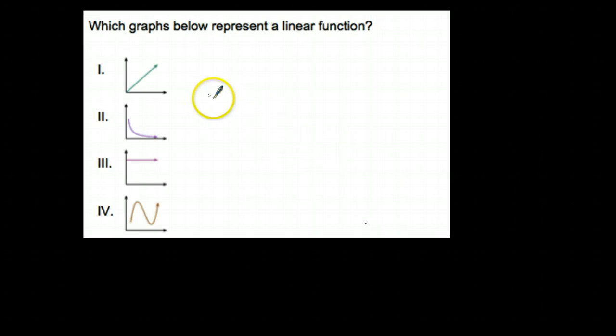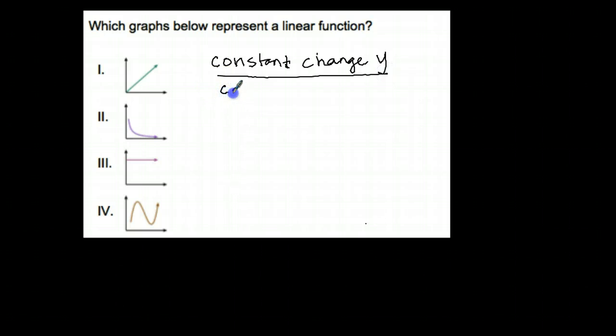Lastly, it's asking which graph represents a linear function. So a linear function is one that has a constant change of y with a constant change of x. Now they don't need to be the same, so I'm going to spell that. Constant meaning the same. It's constant. Constant change in y over a constant change in x. Now we define this as slope later on.